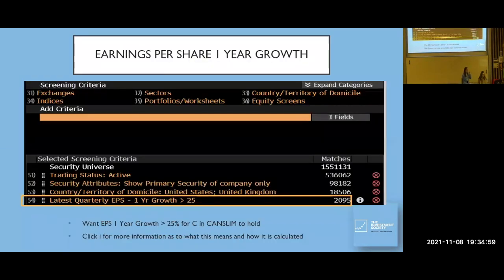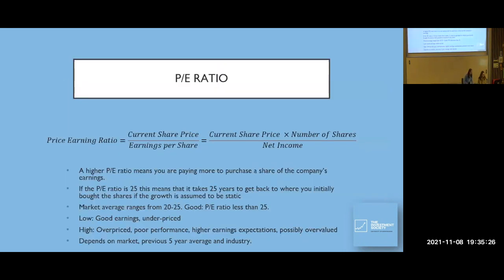So for example, here, what we've done is we've added in the latest quarterly earnings per share 1 year growth, and we've set this greater than 25. And as you can see, there are a lot less matches now, although it's still unreasonable to be looking through 2,095 companies to then work out what you think would be a good one to invest in.